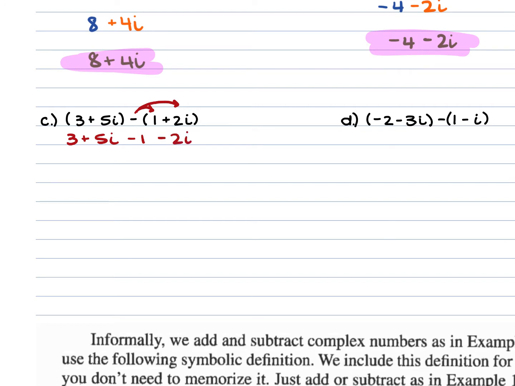From here, you're going to do the same exact thing that you did for the two questions before this and just combine your like terms. For this, your 3 and your -1 are like terms. It gives us 2. 5i and -2i are like terms, which give us a positive 3i. So our solution for this one is just 2 plus 3i.